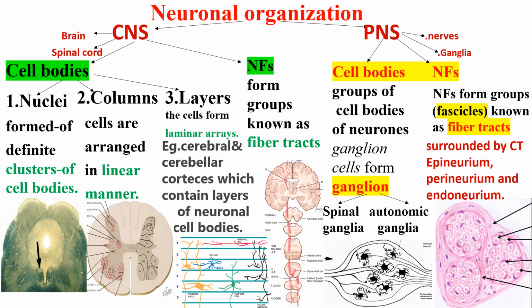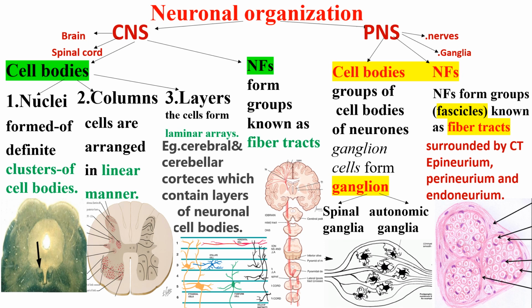On the other hand, in peripheral nervous system, the arrangement of neuronal cell bodies is called ganglion, and the cells inside the ganglion are called ganglionic cells or ganglion cells. And there is two types of ganglion in the peripheral nervous system: spinal ganglia and autonomic ganglia. So the ganglion is formed of groups of neurons, neuronal cell bodies. These neurons are called ganglion cells.